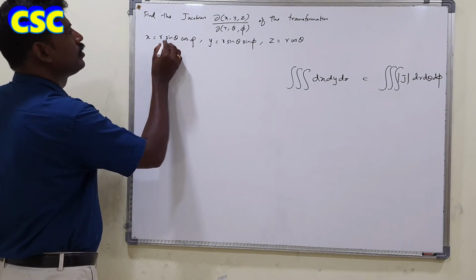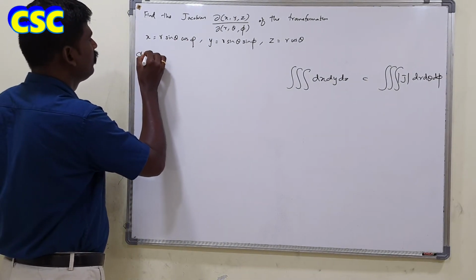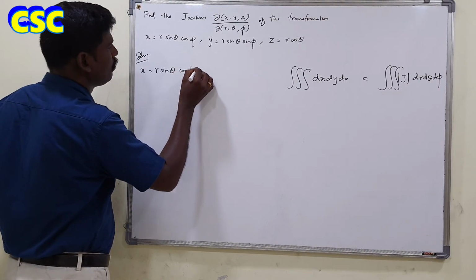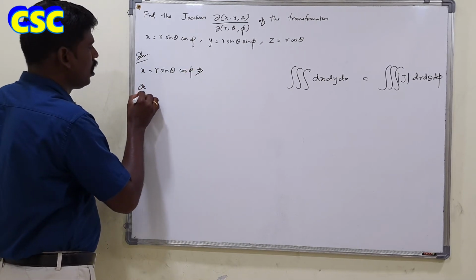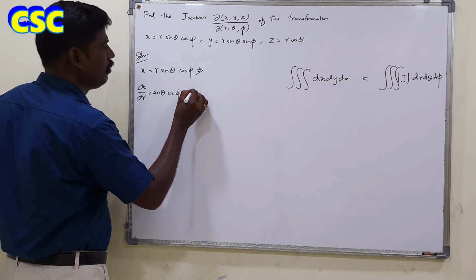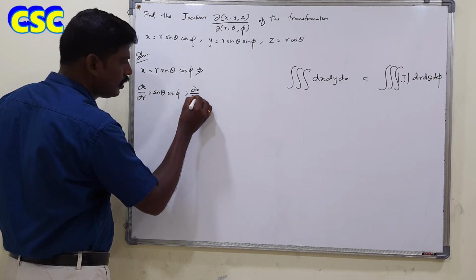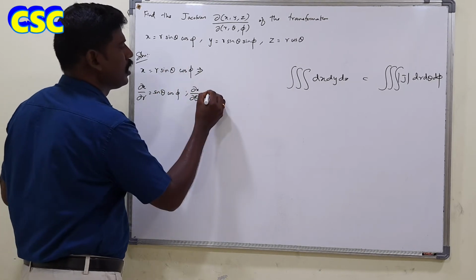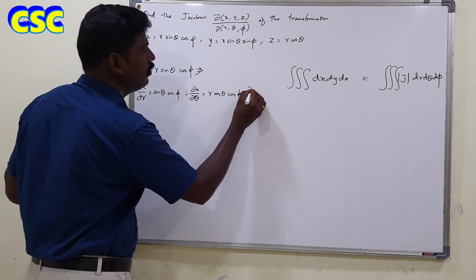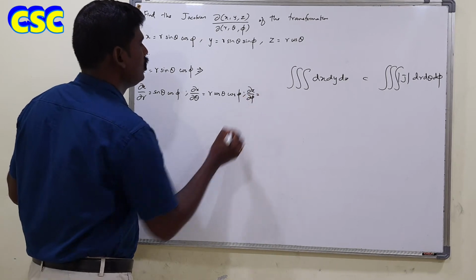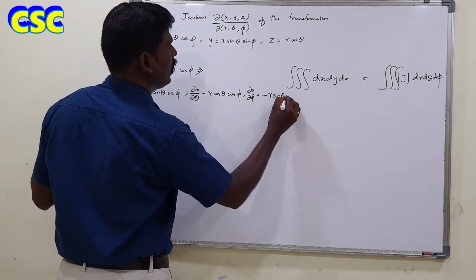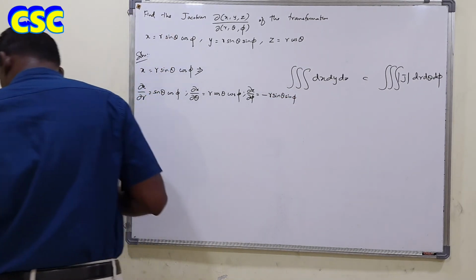So now, there are three variables on the right hand side. X is equal to r sin theta cos phi. This implies dou x by dou r is equal to what? R becomes 1, so sin theta cos phi. Same like that, dou x by dou theta. Sin theta becomes cos theta, so r cos theta cos phi. Dou x by dou phi is equal to what? Cos phi becomes minus sin phi. So minus r sin theta sin phi, isn't it?